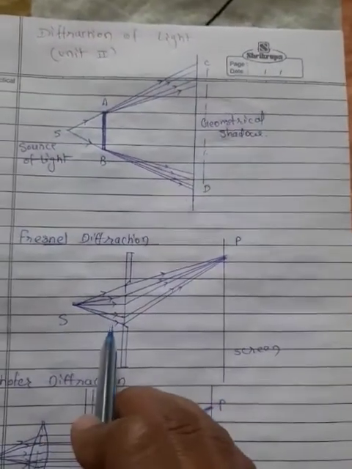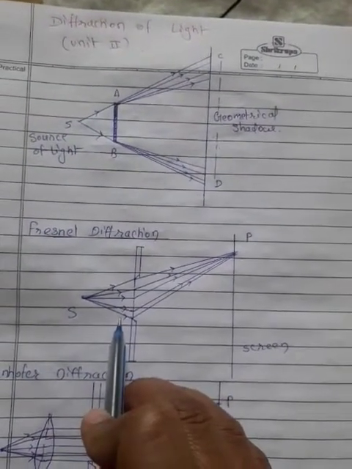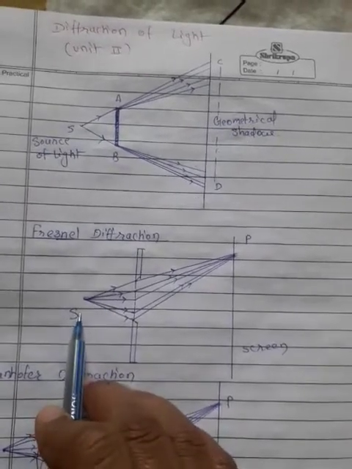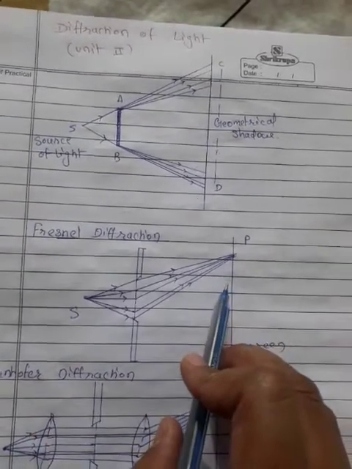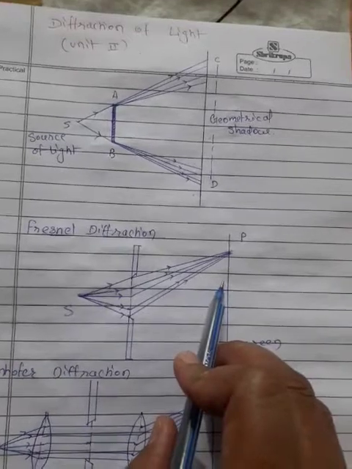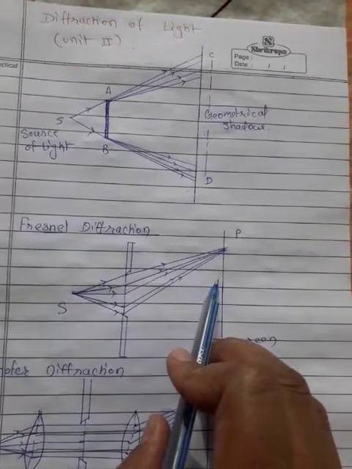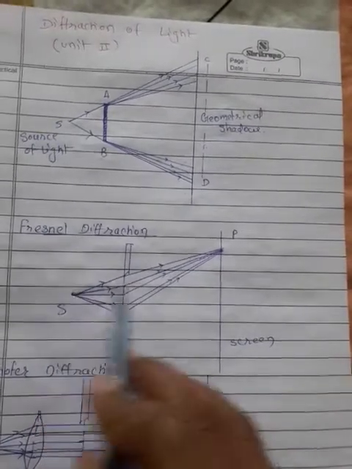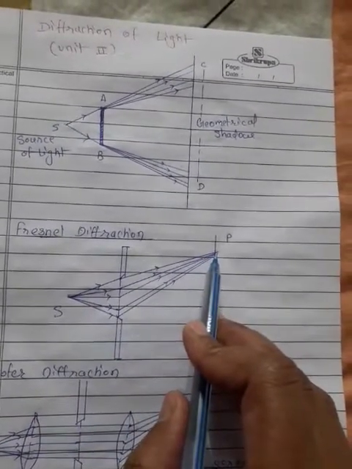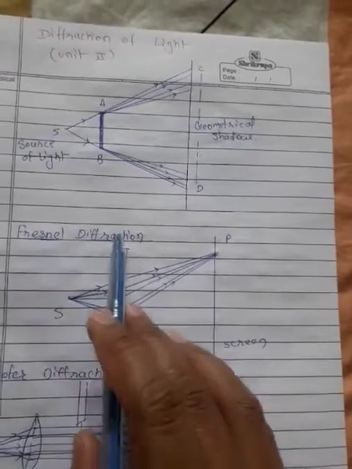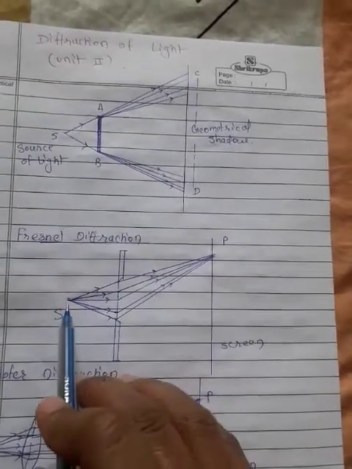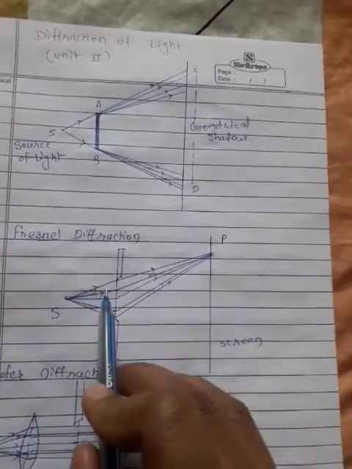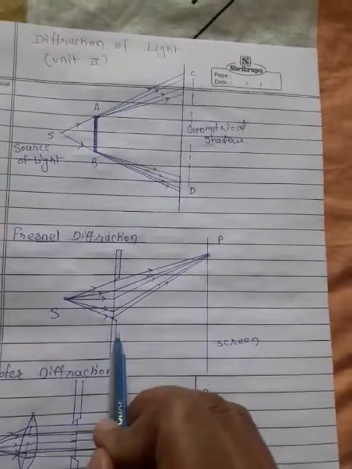In this class of diffraction, the source of light and the screen are both at a finite distance from the diffracting obstacle. Here this is the diffracting obstacle, this is the source, and this is the screen. In Fresnel diffraction, the distance of the source and the screen from the obstacle is finite.